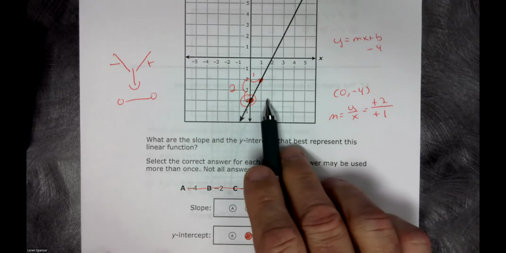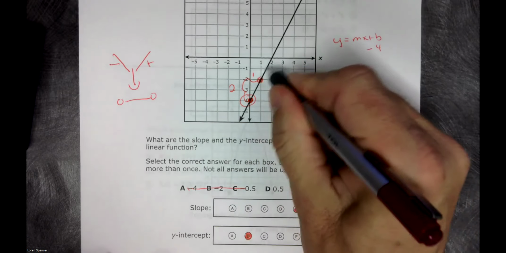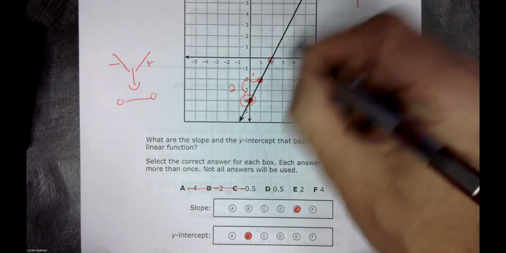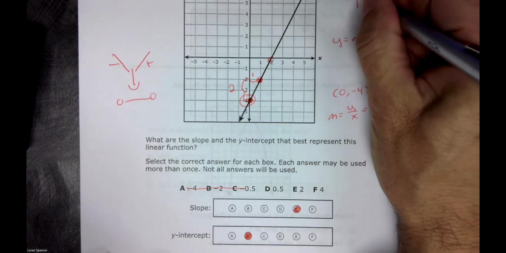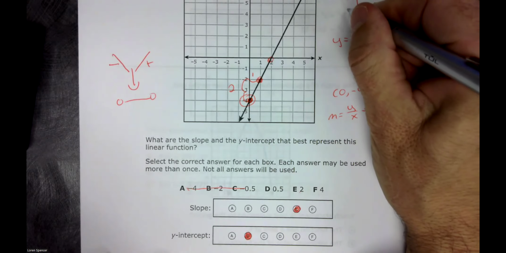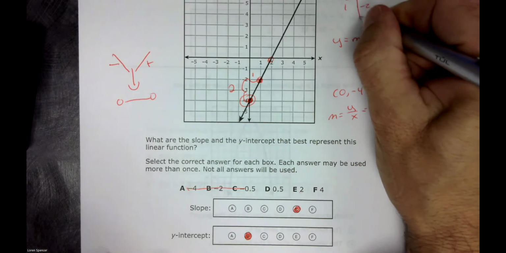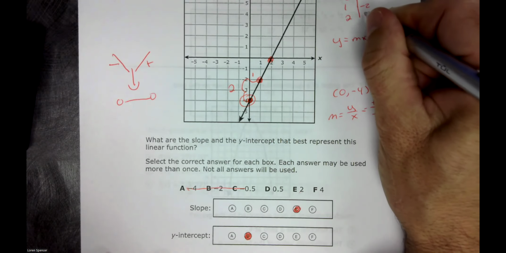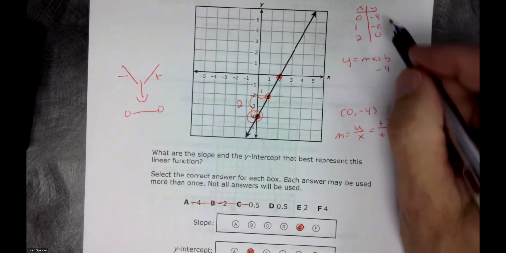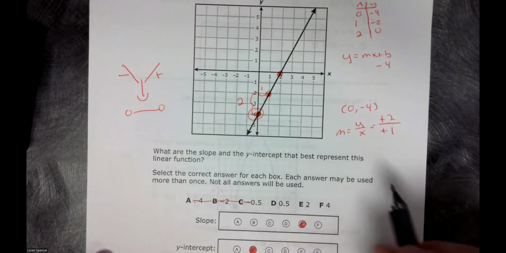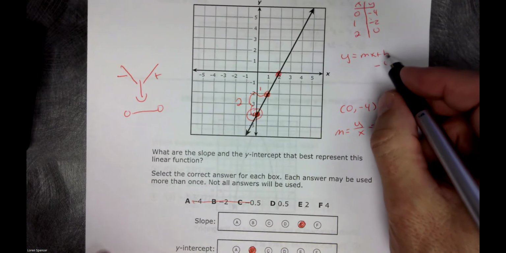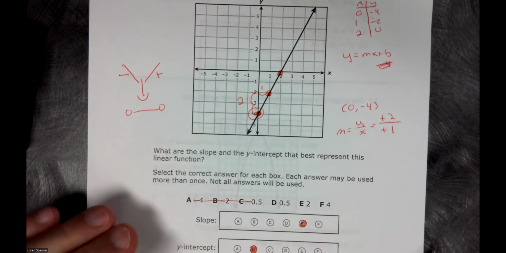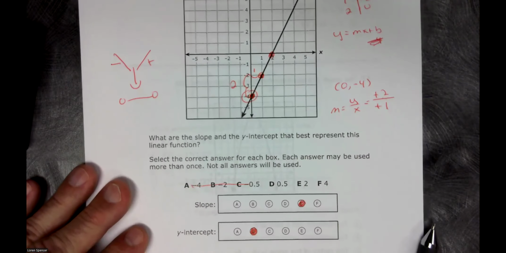Now, I could have also just taken a couple points off the graph. And I'm going to go ahead and make a T-chart, X and Y. And let's say I choose (0, -4), and then I choose (1, -2), and let's say I choose (2, 0). And I can go to Desmos and plug it in and it'll give me my equation. It'll give it to me in y equals mx plus b, and we just need to write it down. So I'm going to do that real quickly.